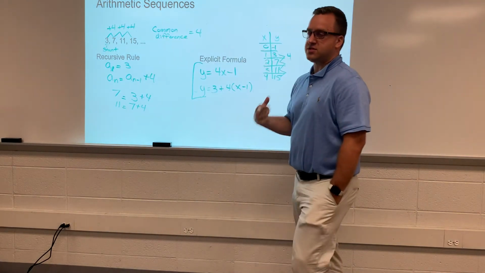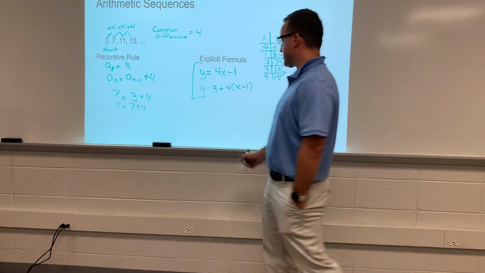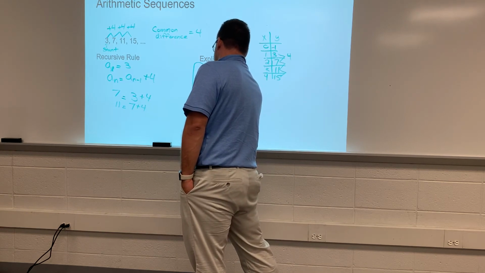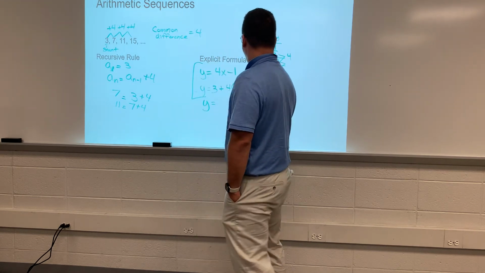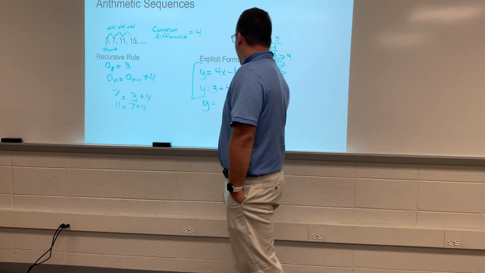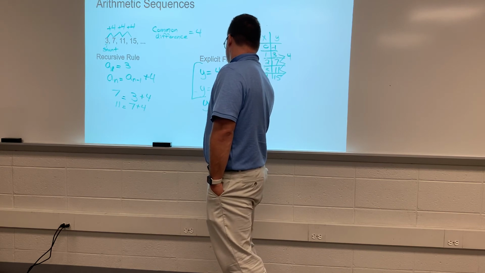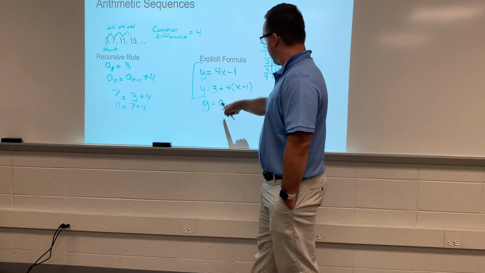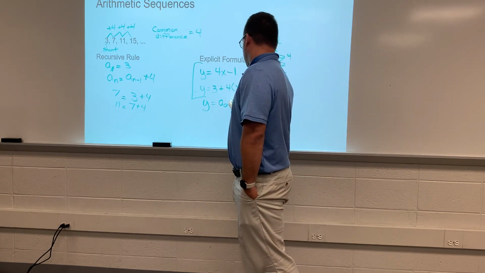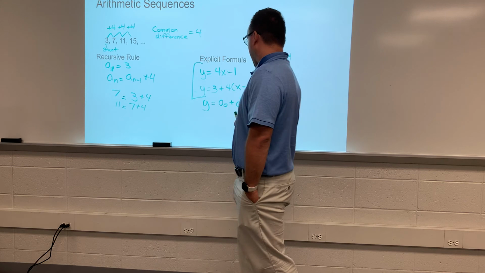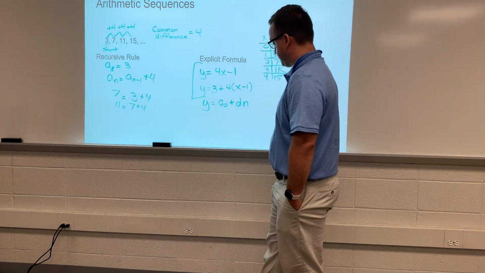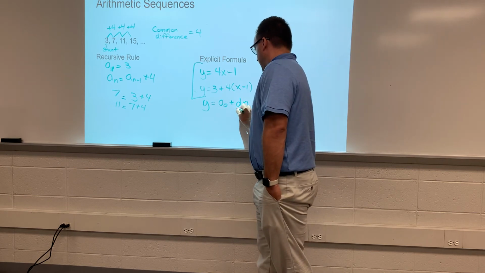In fact, there's 2 formulas that you could use for the explicit formula. You could say, for a sequence, y equals a sub 0. I started kind of like at the 0th term. Plus d, the common difference, times n. Let me label those.